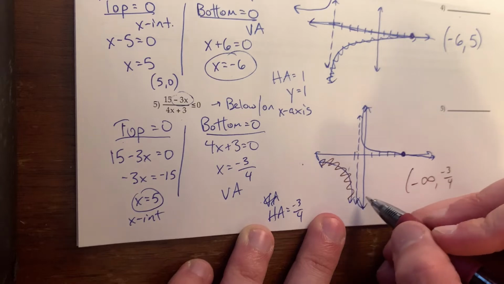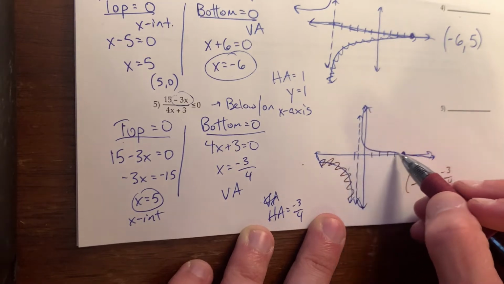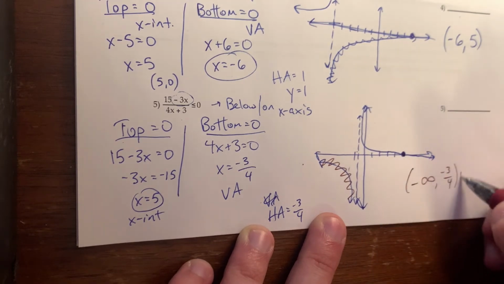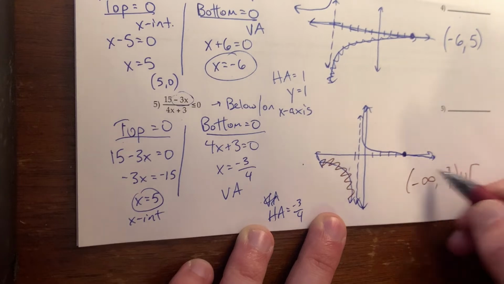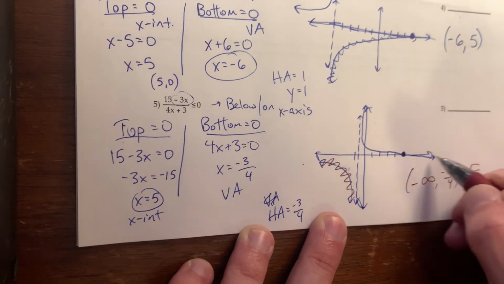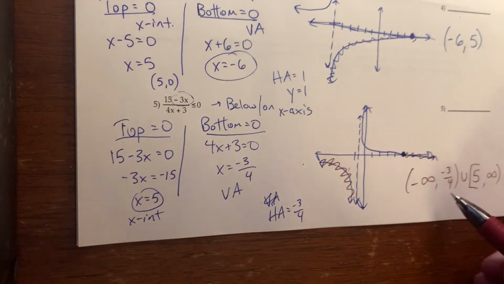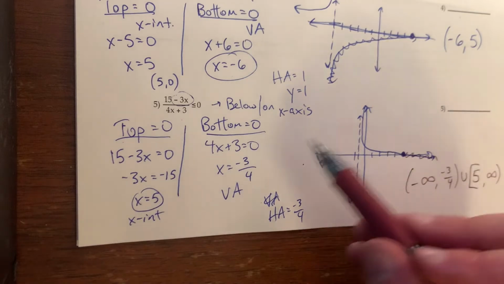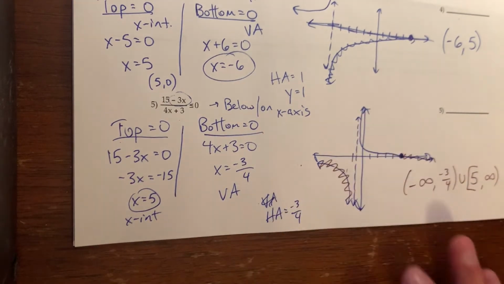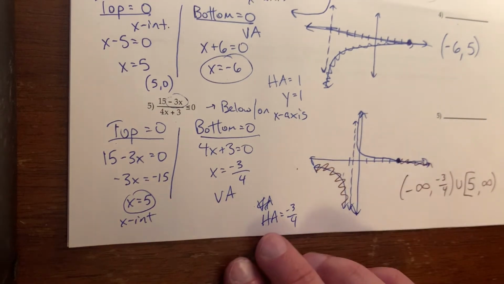And then to the right of that vertical asymptote, it jumps up here, and it's above, above, above until my x-intercept of positive 5. I do use a bracket there because that point is right on the x-axis. So 5, comma, and then the rest of this time it's below. So 5, comma, infinity. No bracket with the negative 3/4, because that is not on the x-axis. Rather, that is a vertical asymptote, so it never actually touches negative 3/4 exactly. So keep it as a parenthesis.